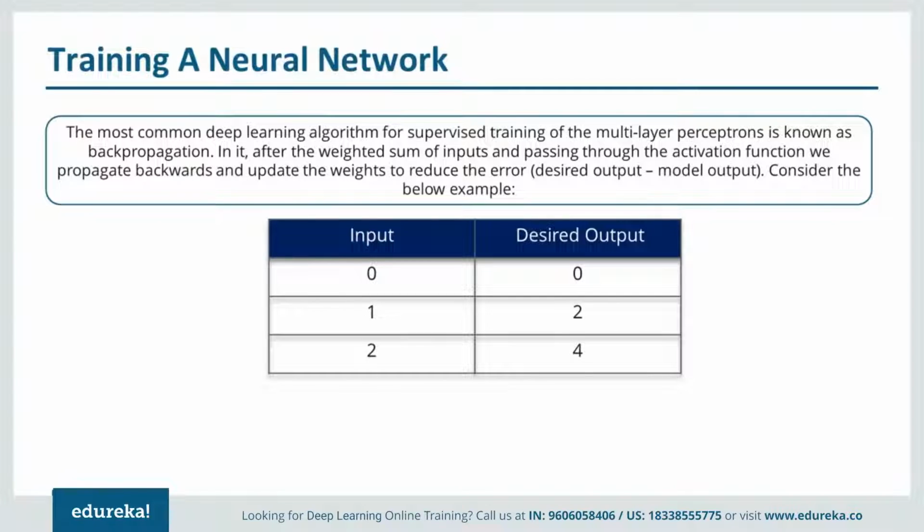So this is the example over here. We have 0, 1 and 2 as inputs, and our desired output, the output that we already know, is 0, 2 and 4. All right. So over here we can figure out that the desired output is nothing but twice your input. But I'm training a computer to do that, right? The computer is not a human.